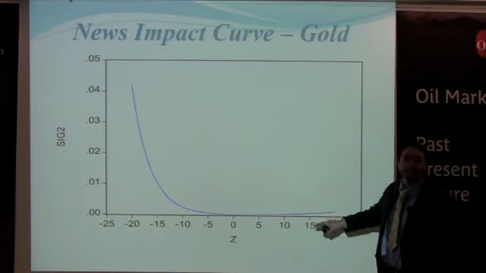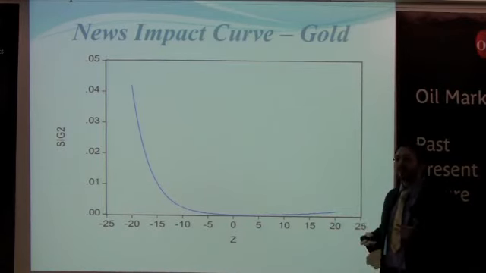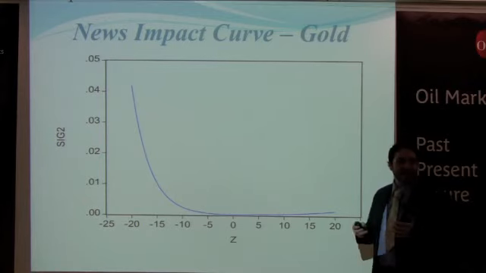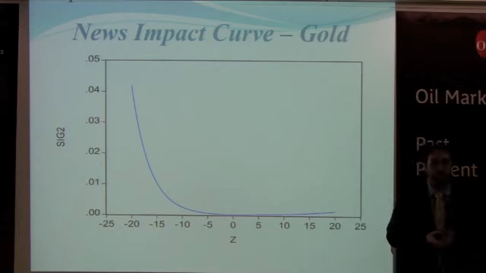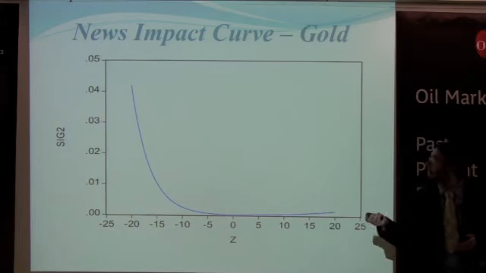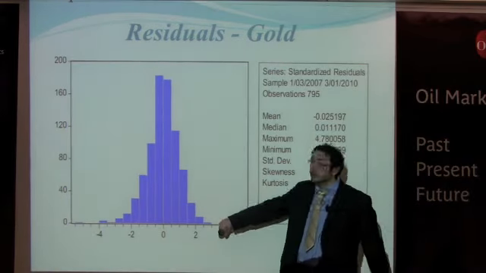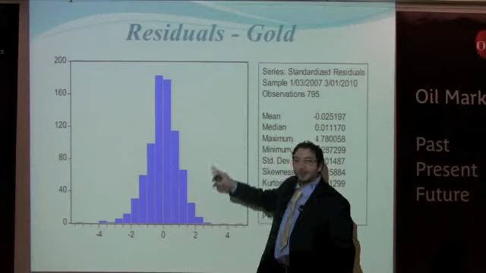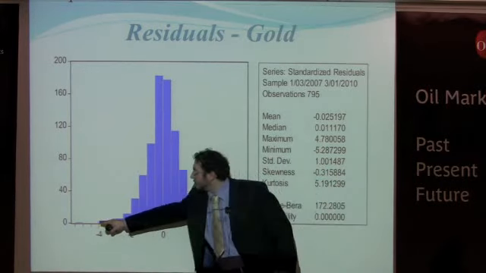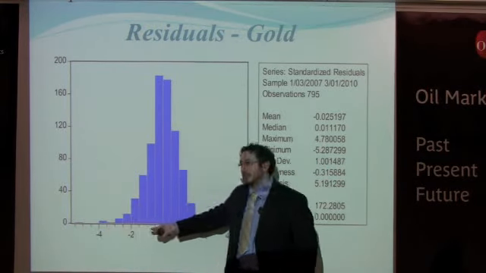So we know that a positive shock in the market can make the volatility rise more than what a negative shock can do. Obviously, it depends on the magnitude of the news, but usually this is what really happens in the market. Once again, residuals here and here. This is the bell that we have seen before. Here as well. Those are the fat tails that we were talking about.